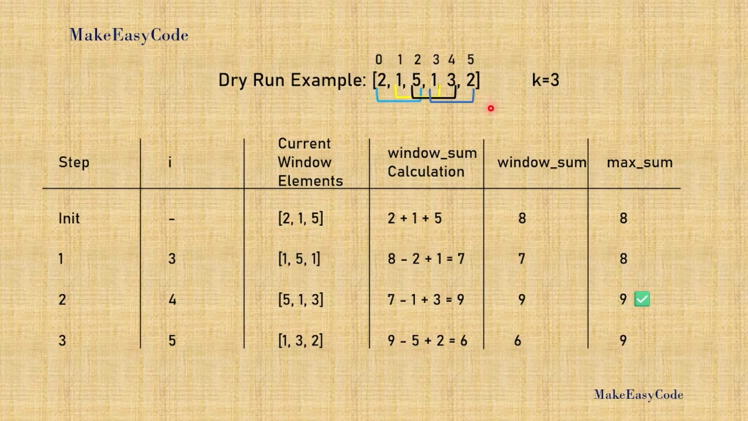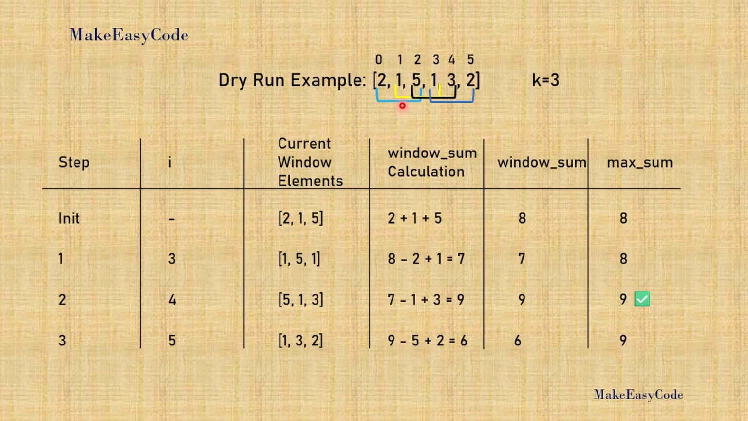So the first current window element is 2 1 5, index 0 to 2, as the range k is equal to 3. The window sum calculation is 2 plus 1 plus 5, and the window sum becomes 8 here. Until this point, the maximum sum is also 8. And the very first step, we will slide the window by 1.